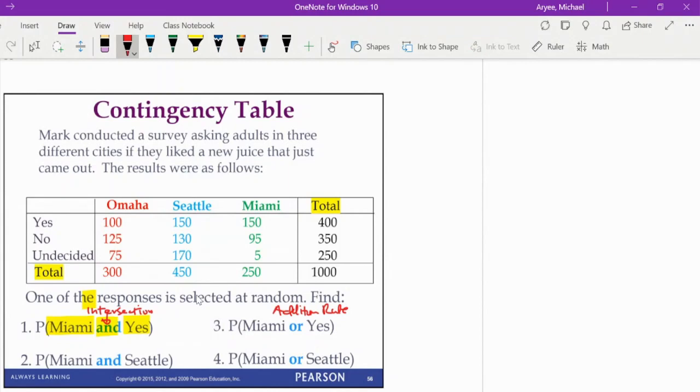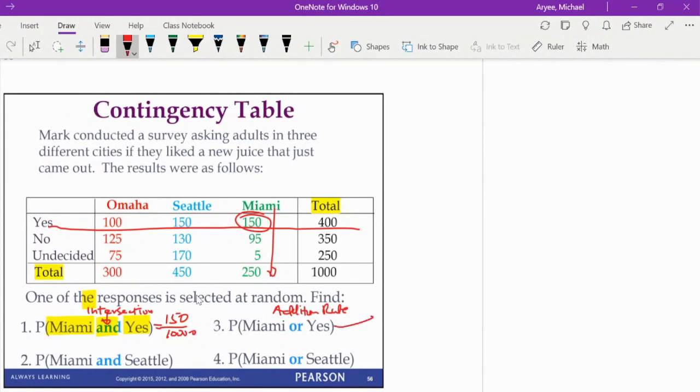So Miami is this way, yes is this way, where the two lines overlap is 150. So this is 150 over 1000. That's all for that.